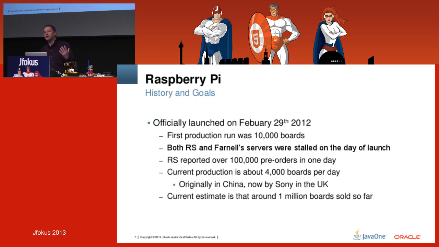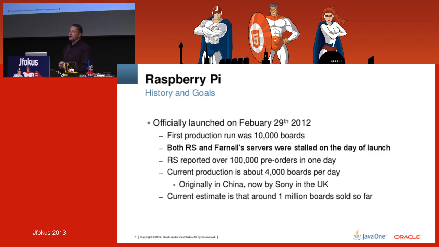Now, you've got to understand that RS and Farnell are two of the biggest electronic component suppliers in the UK. They supply an enormous number of things, so their systems are set up to deal with a lot of hits. But both of their servers got brought to their knees on that day. And RS figured that they had over 100,000 pre-orders just in one day for these things.